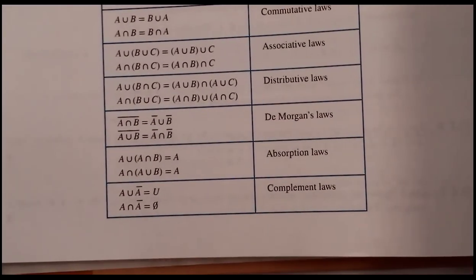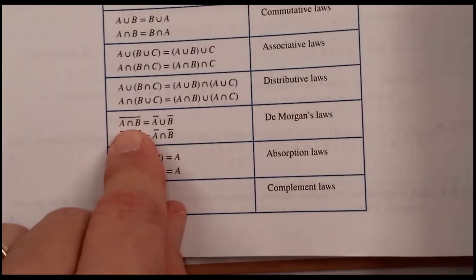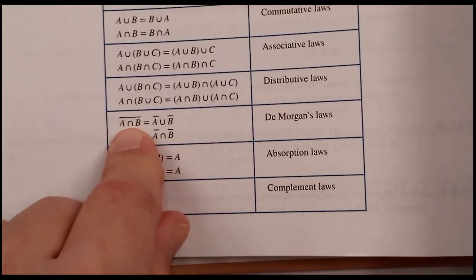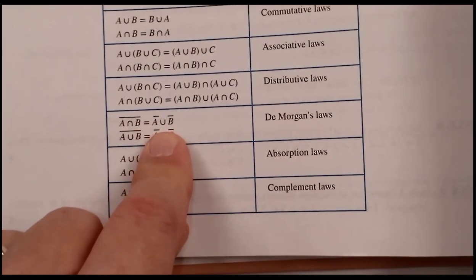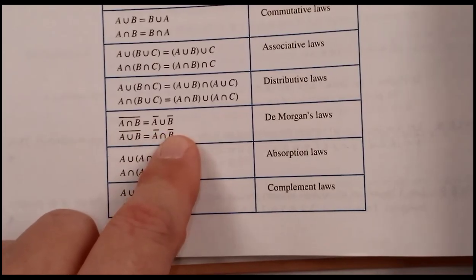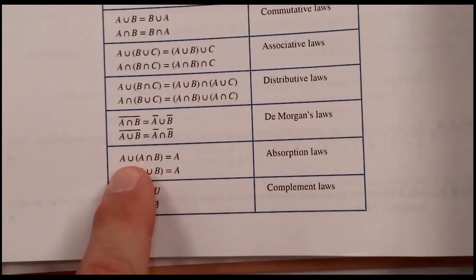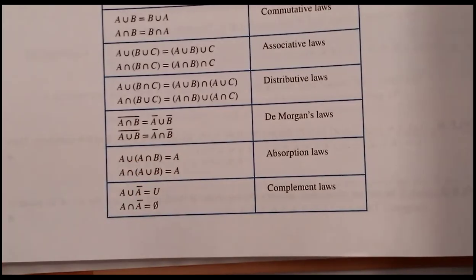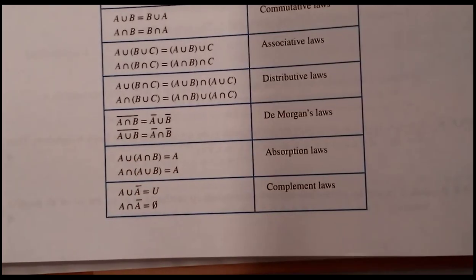Even my buddy De Morgan. The complement of A intersect B is not A and B, that's not A or not B: A complement or B complement. Those are the same rules.